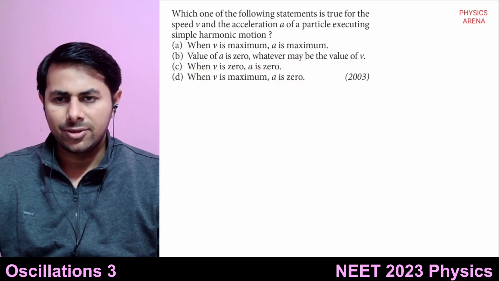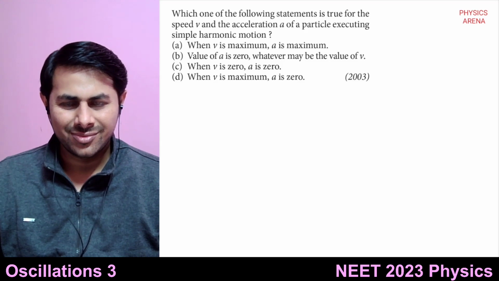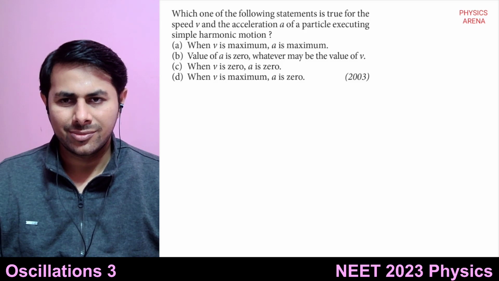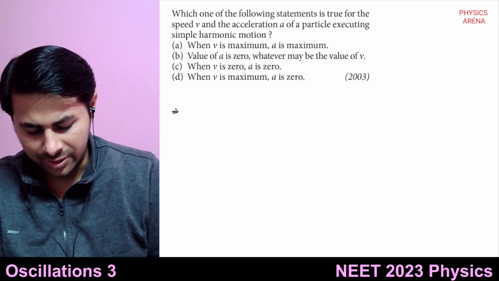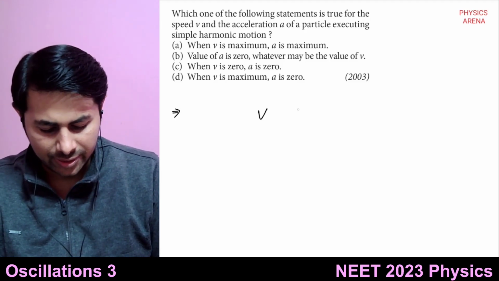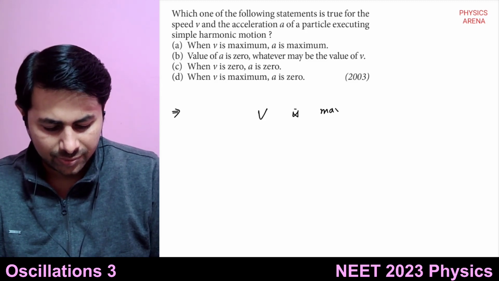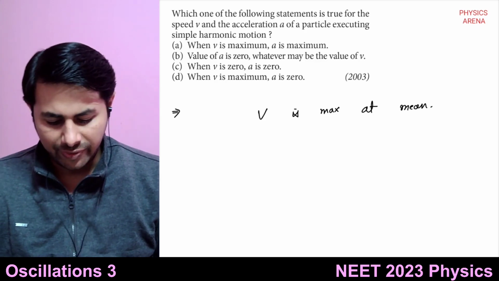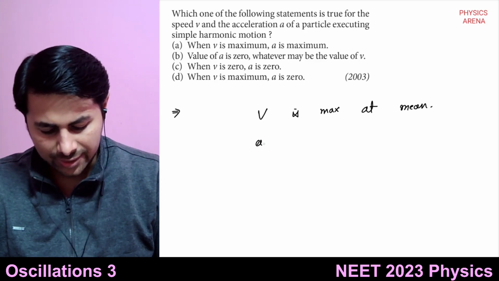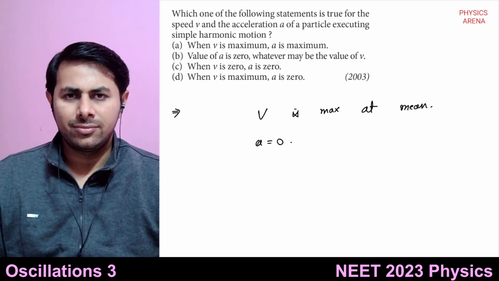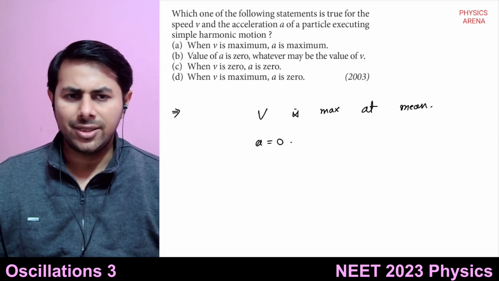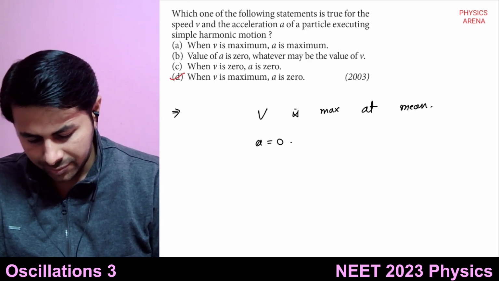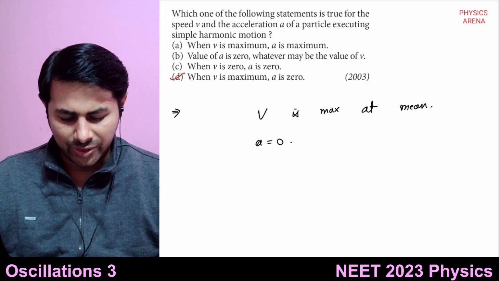Tell me which one is correct? See, v is maximum at the mean position, right? And what is the value of a there? So acceleration is equal to 0 there, right? Yes, no? Okay, so it's option D. Okay, this was very simple.